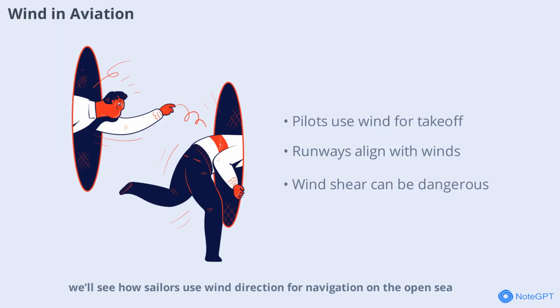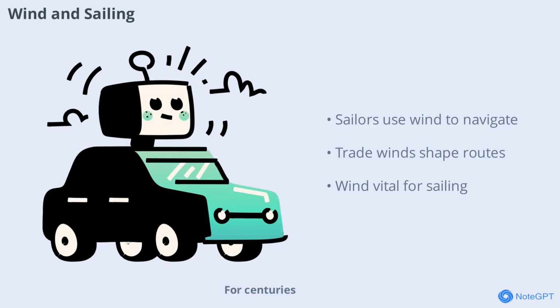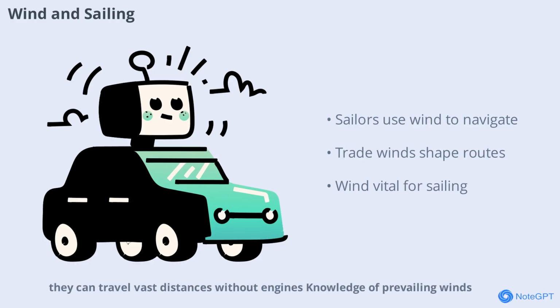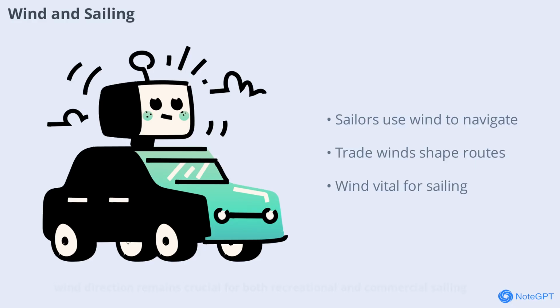Next, we'll see how sailors use wind direction for navigation on the open sea. For centuries, sailors have depended on wind direction to navigate the world's oceans. By adjusting their sails to catch the wind, they can travel vast distances without engines. Knowledge of prevailing winds like the trade winds and westerlies has shaped trade routes and exploration. Even today, wind direction remains crucial for both recreational and commercial sailing.